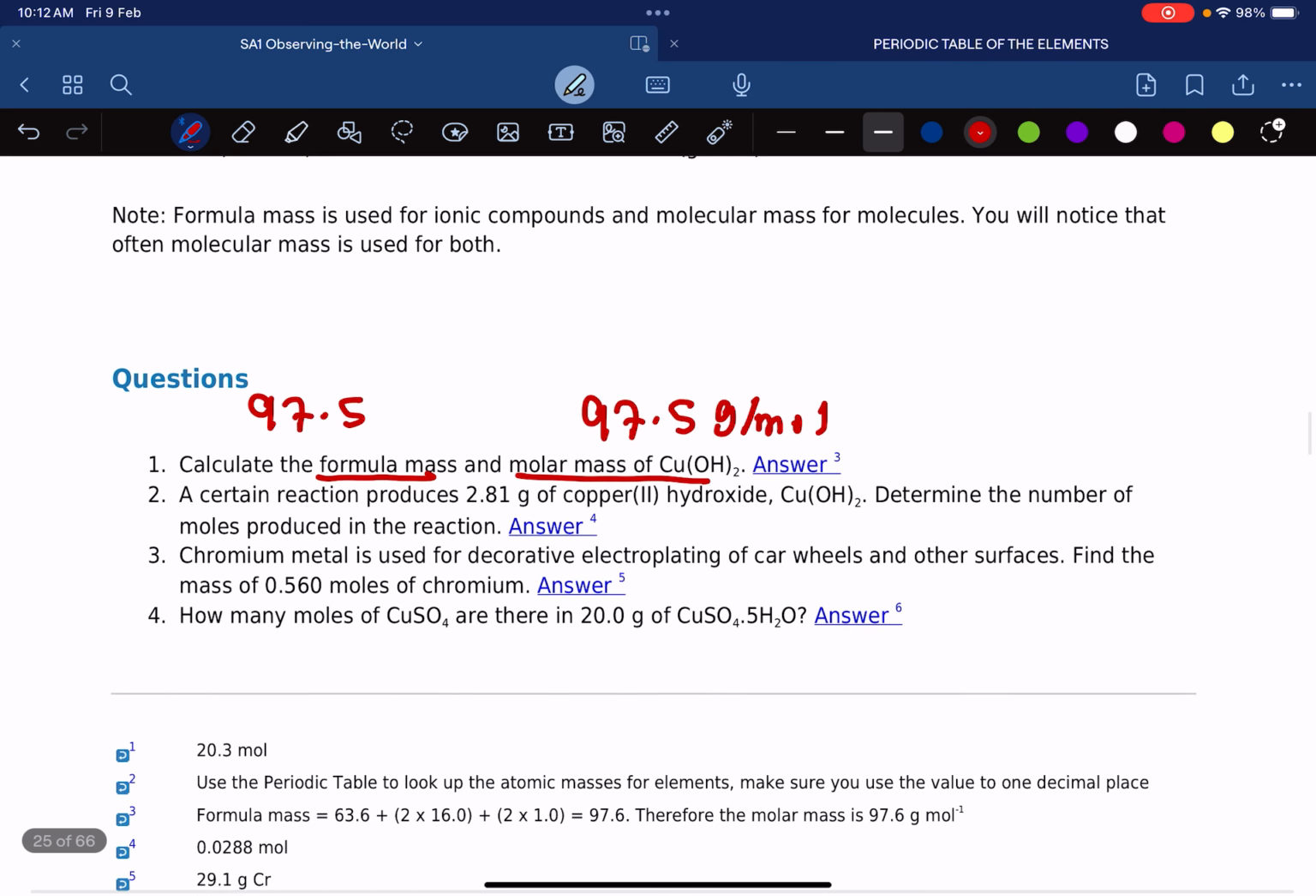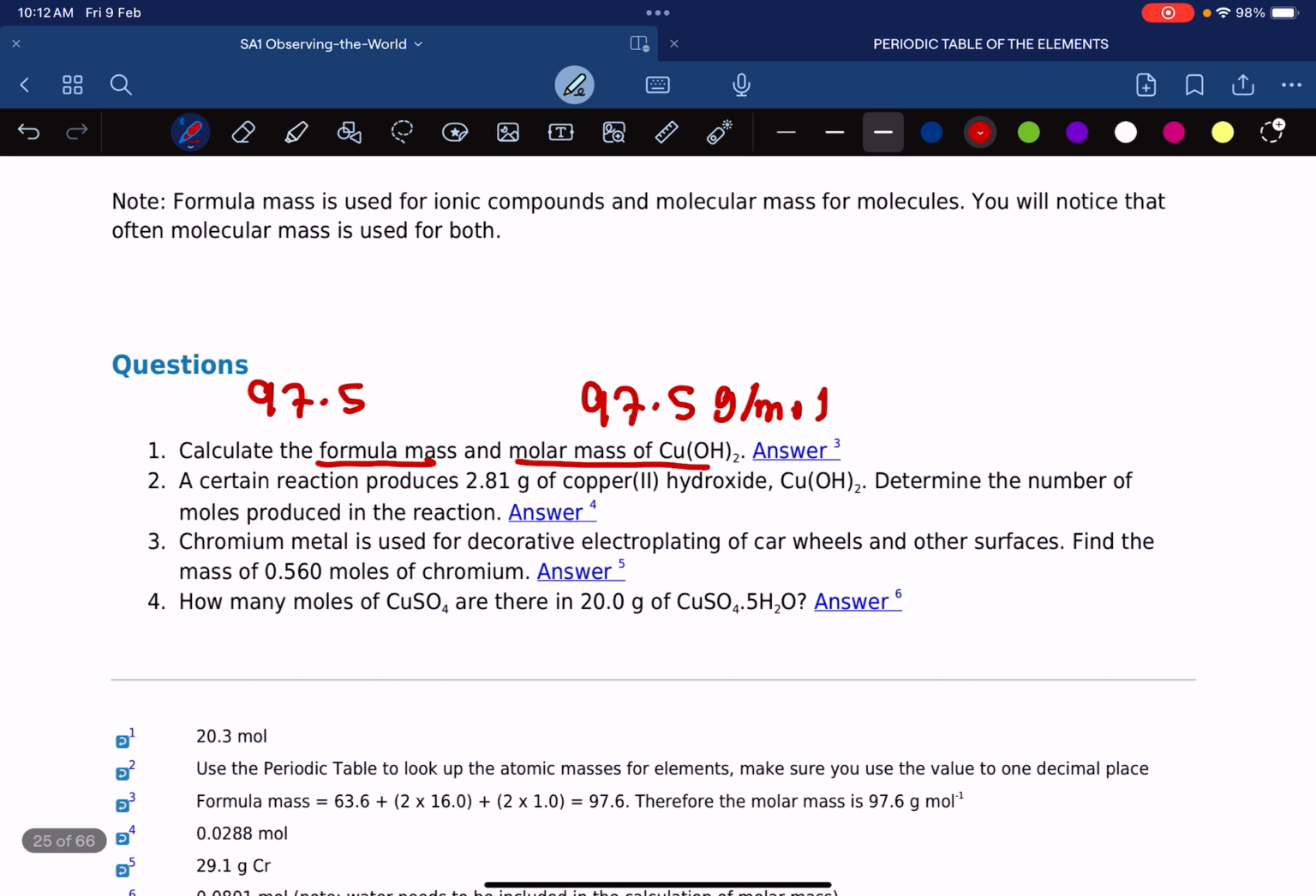A certain reaction produces 2.81 grams of copper hydroxide. Determine the number of moles. Quite easy. We're going to use this formula. We have been given 2.81, and then we divide this by 97.5. Usually when I do calculations, I don't put units during the calculation, but at the end of it, I definitely put units down.